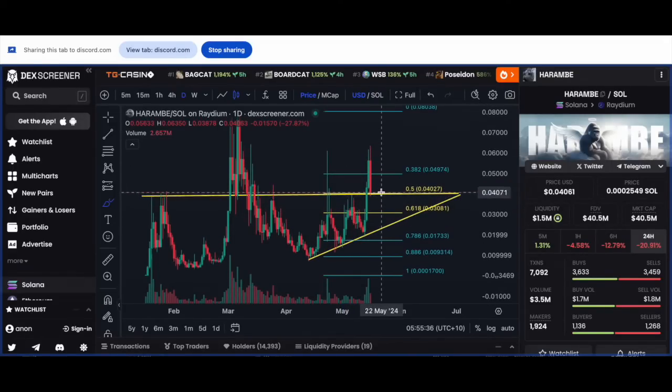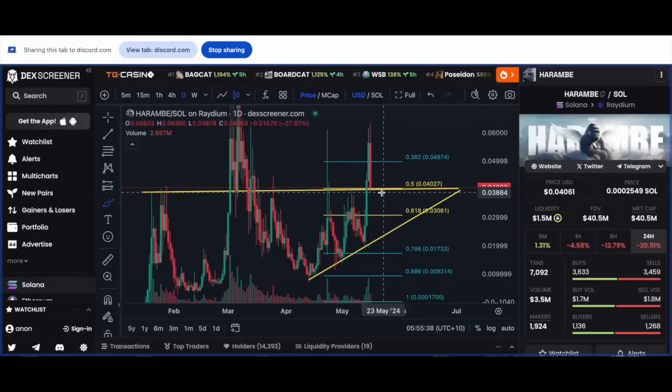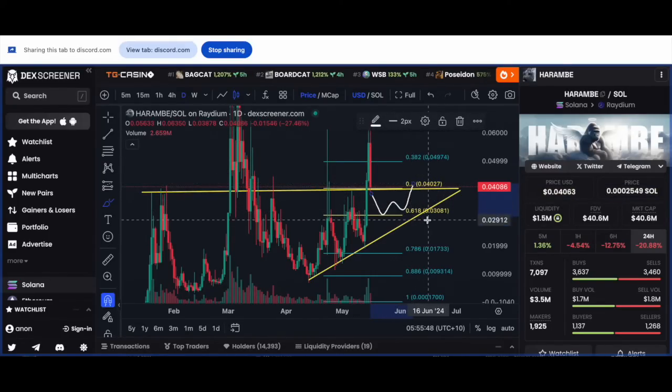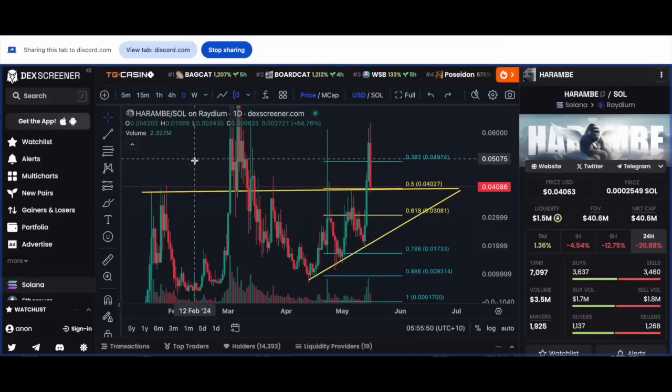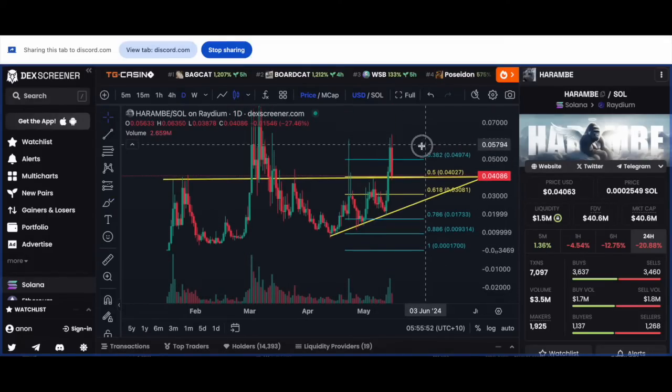As you can see, we've wicked up probably 5 to 10%, not too much, from this region, which is on your 0.5 region as well. But what I would be looking for is either bouncing from here, okay, if the market presents that opportunity, or coming back here, maybe retest double and then pump out like there. So Harambe is definitely one that I've got on my radar at the moment.